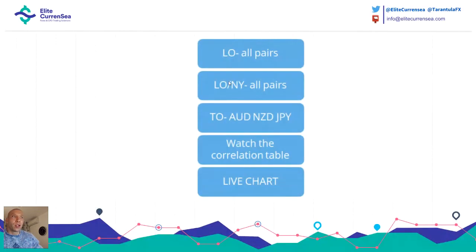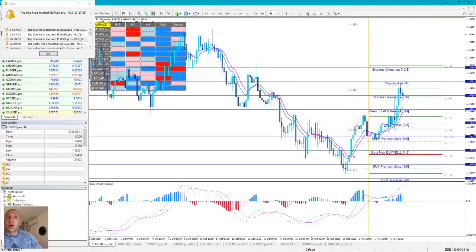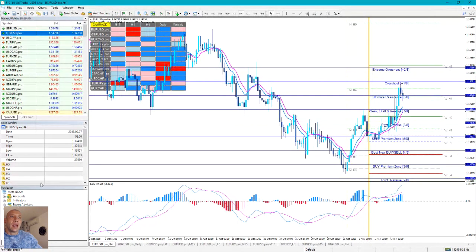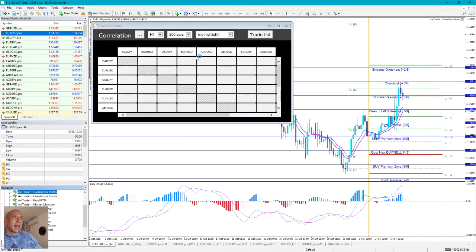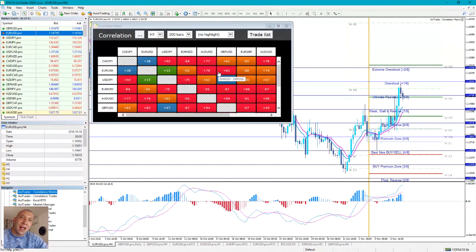Now, which pairs to trade, guys? London, you can also trade all pairs. I said major pairs, okay? We already saw this. But it's important, guys, that you also watch this correlation table. So if you go here, for example, with XC, they have correlation matrix. You put it there, you insert pairs and watch the table.